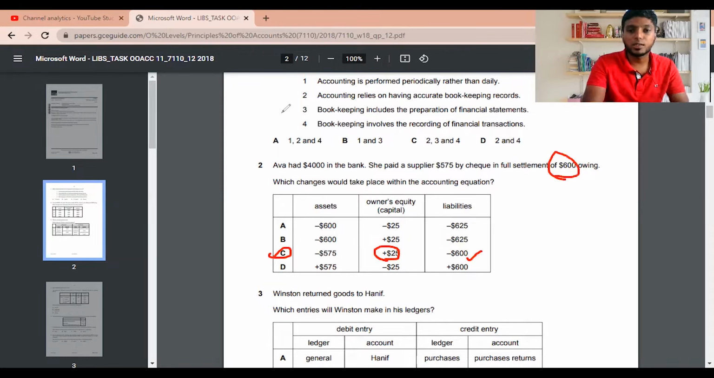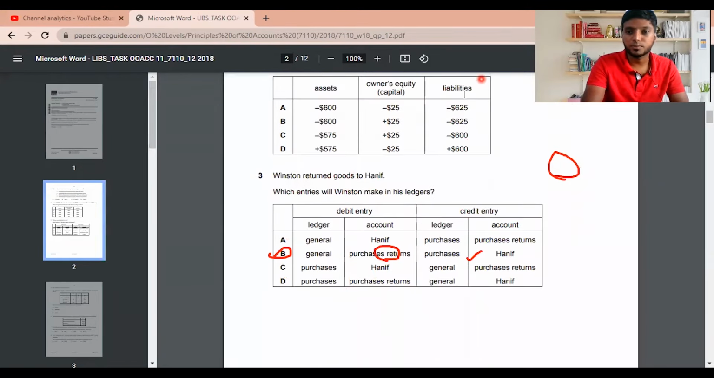Then let's move on to the third sum of this question. So I'm going to erase this off. Winston returned goods to Hanif. Which entries will Winston make in his ledgers? What I see from most of the students, they don't understand the question properly. That's the reason they always mess up in the exams.